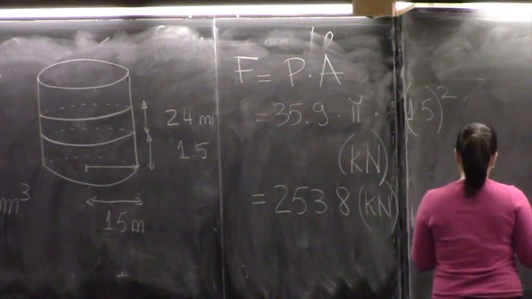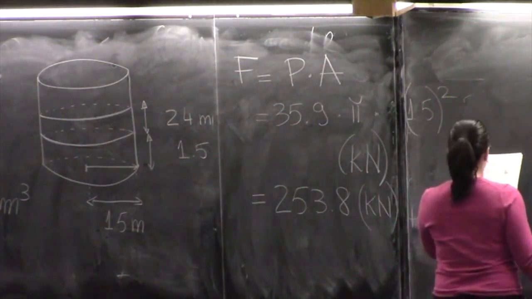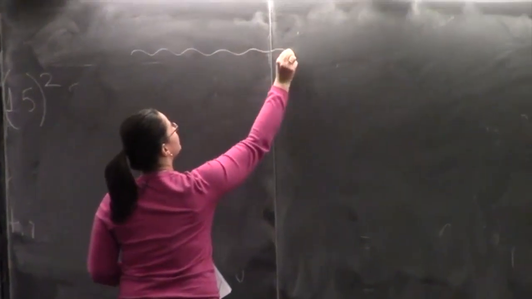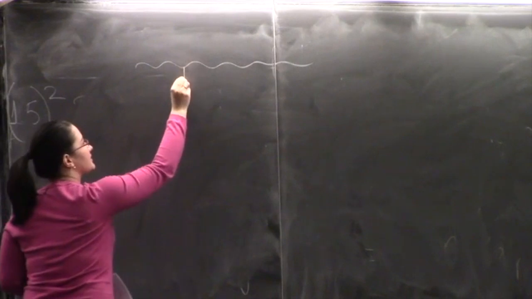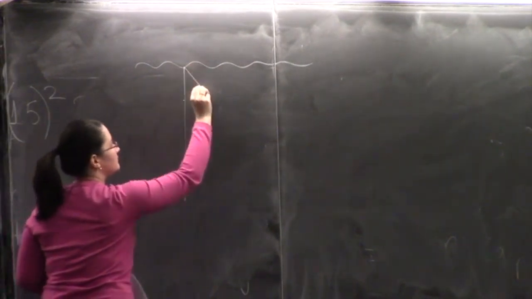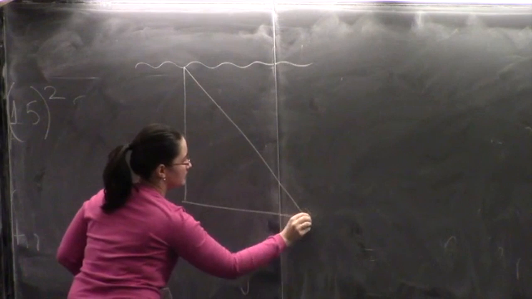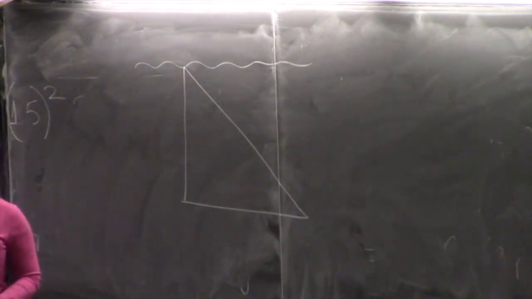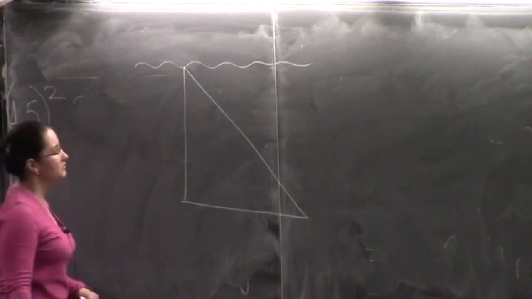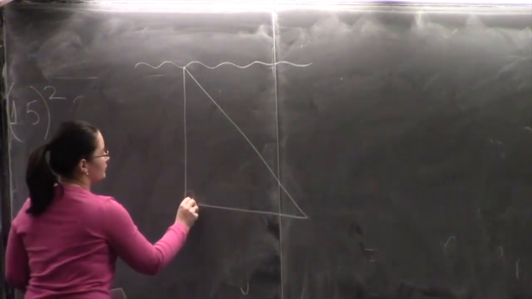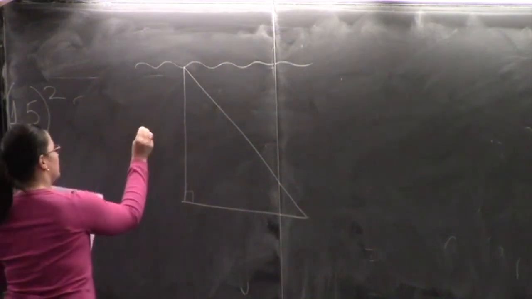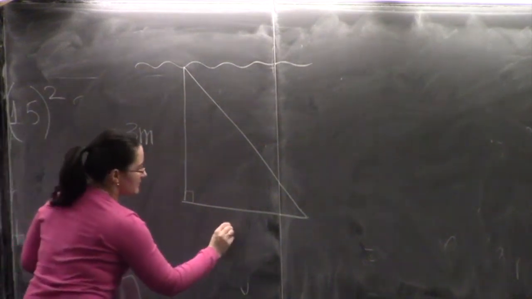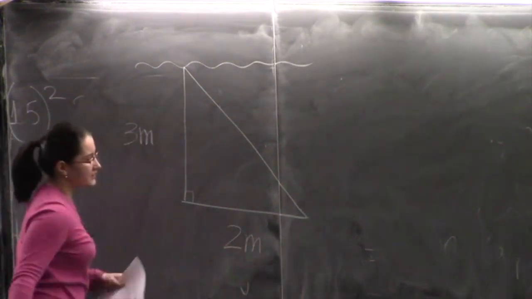Okay, so let's consider the following application. You've got some object in the shape of a triangle, which is submerged vertically underwater, with the top at the surface of the water. So this is a right triangle over here. The vertical side has 3 meters, the horizontal side has 2 meters.